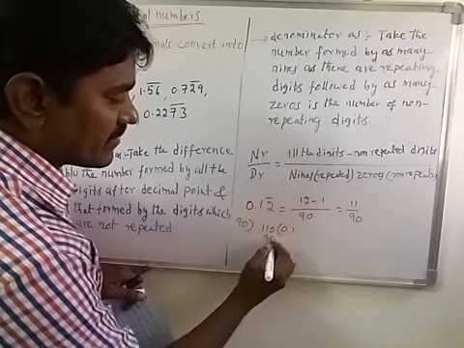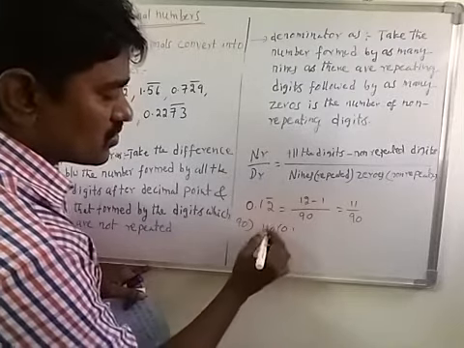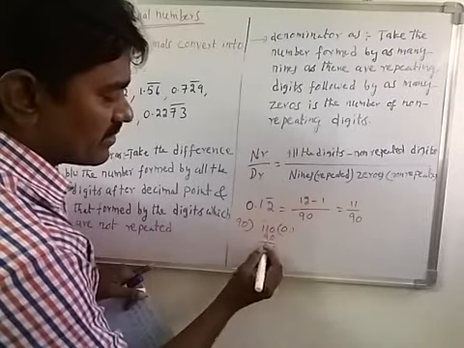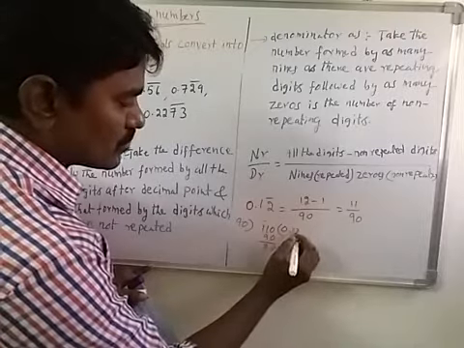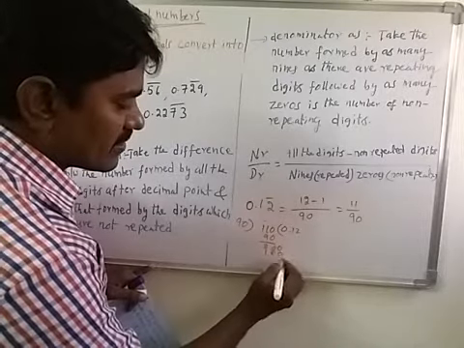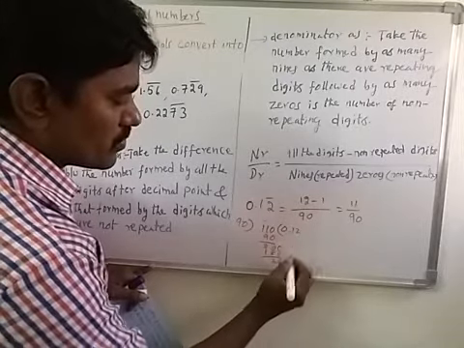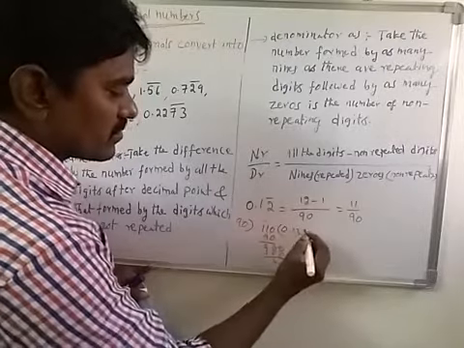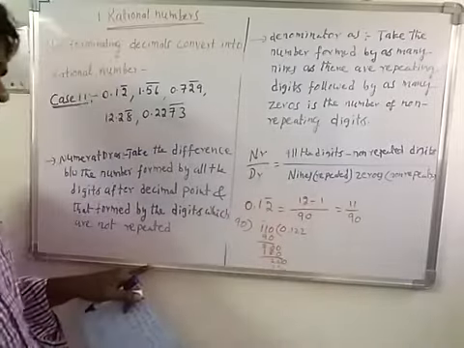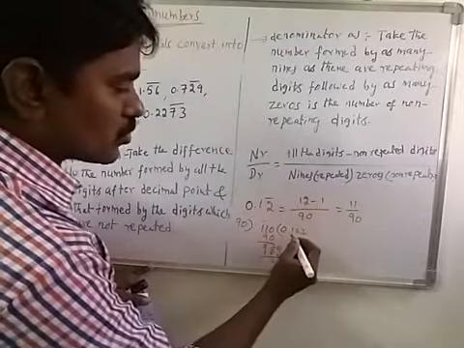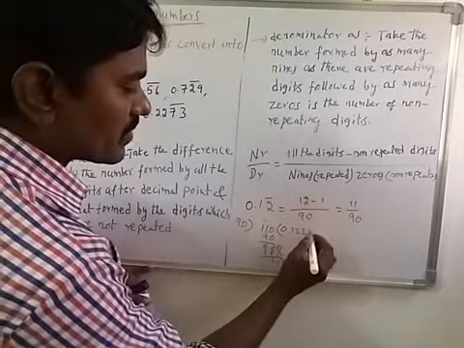9 1 is 90, so 9 is taken from 11. That is a 2. We take 0. 9 2 is 180. Next, 9 2 is 180, and the remainder we get is 20. So 0.122 bar and so on.